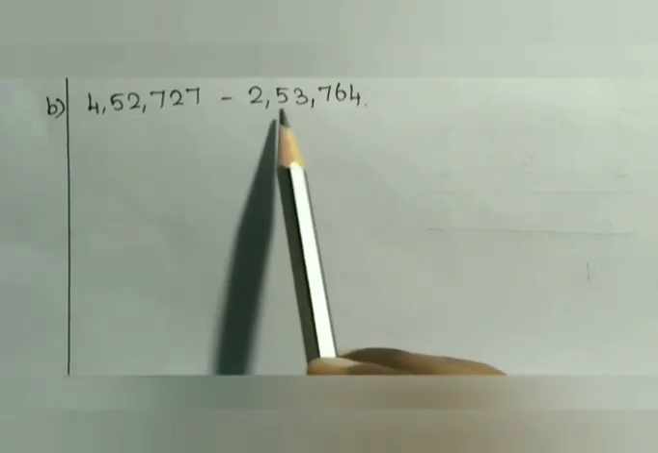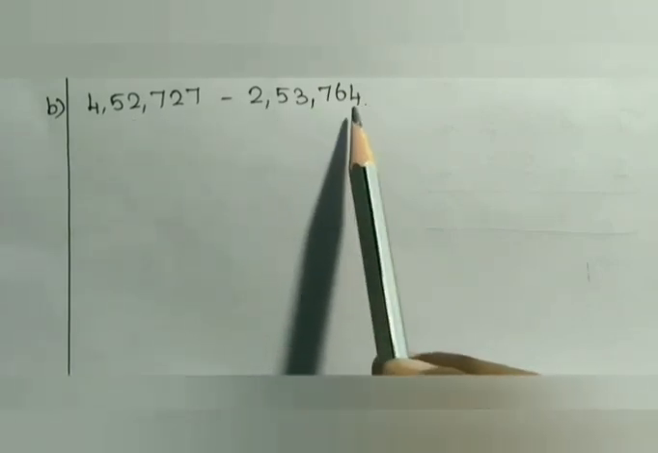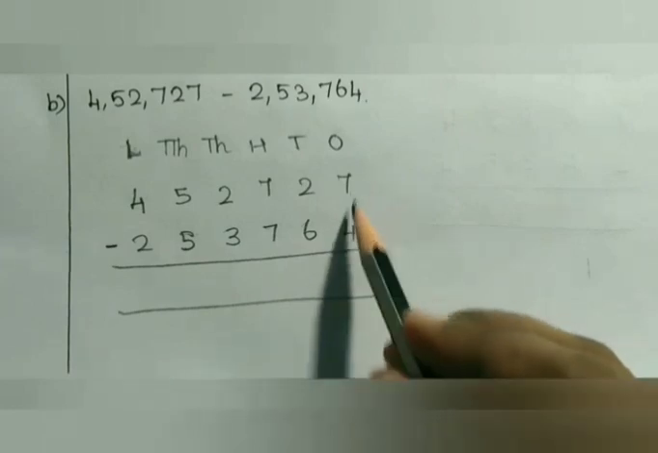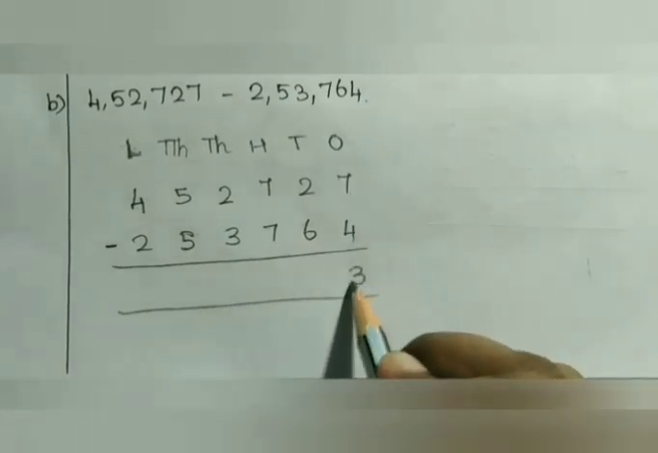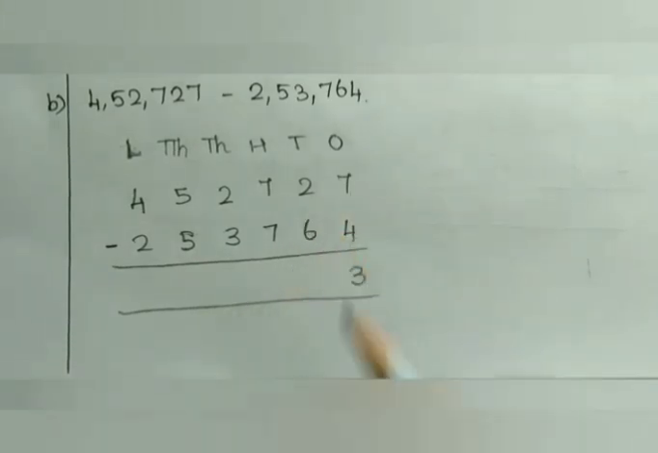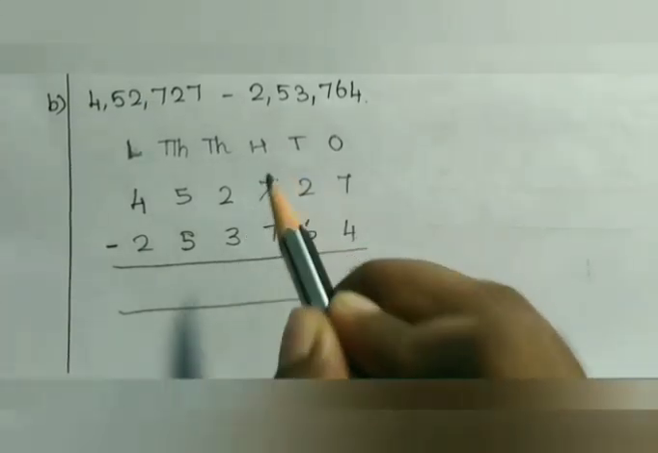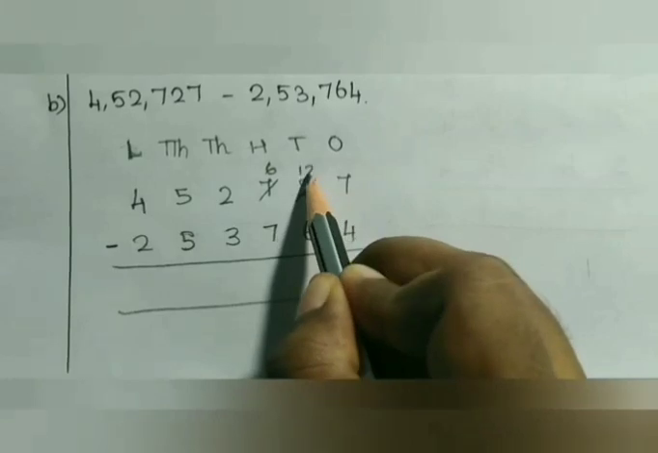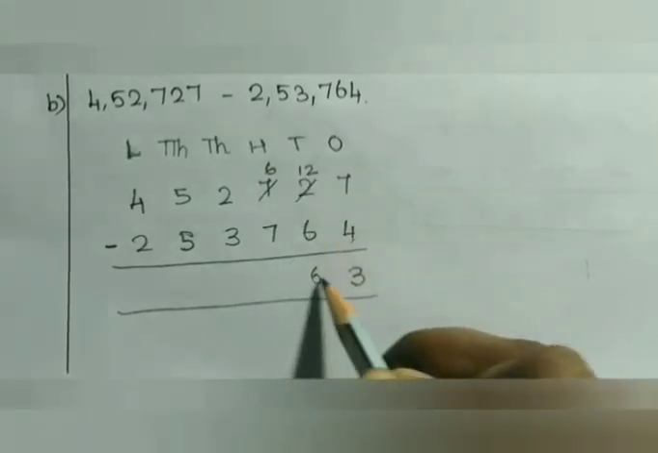4,52,727 minus 2,53,764. First, let's write in column. So 7 minus 4 is 3. 2 minus 6 is not possible, so let us borrow. 7 becomes 6 and 2 becomes 12. 12 minus 6 is 6.